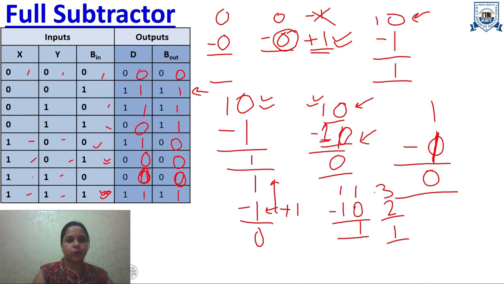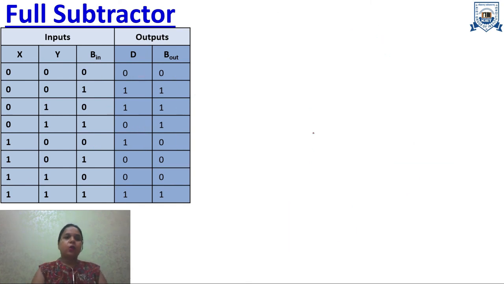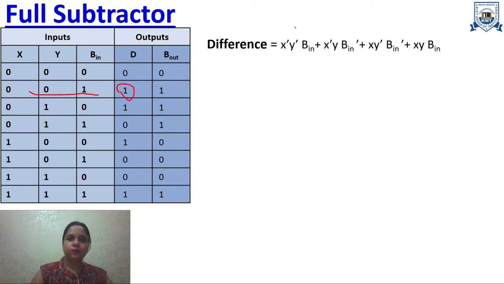Let's see the output. Now you can tally these all. Now we are having the full truth table. After having the truth table, we need to design the Boolean function by using this truth table. So the first one will be x bar, y bar, b in. Along the next one, it will be x bar, y, b in bar. So it is written over here.